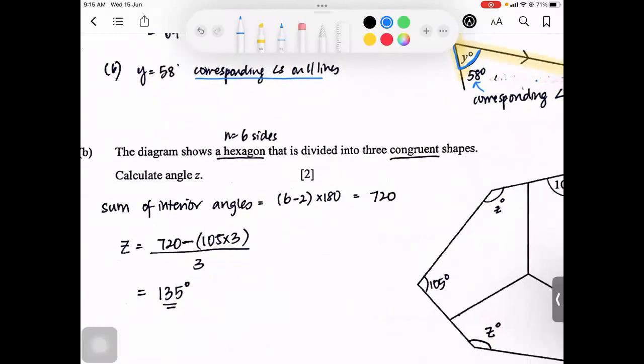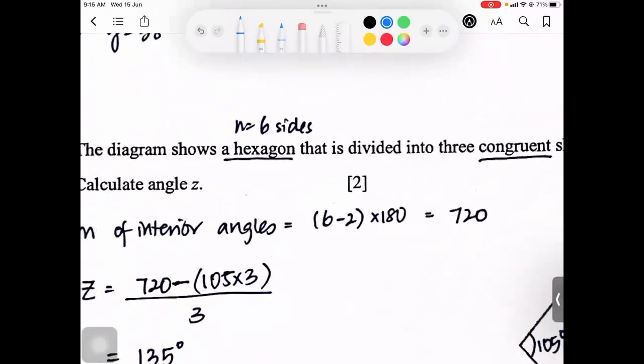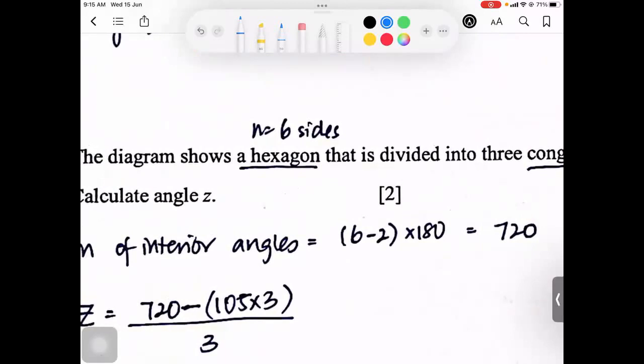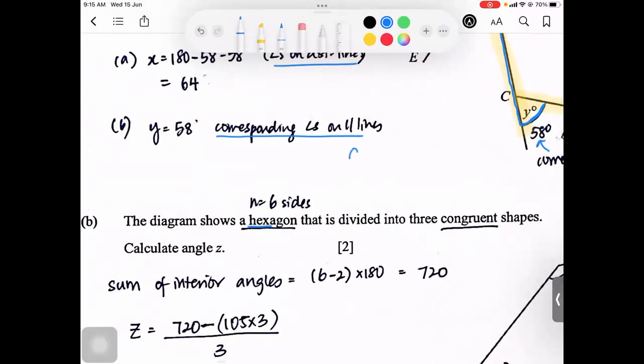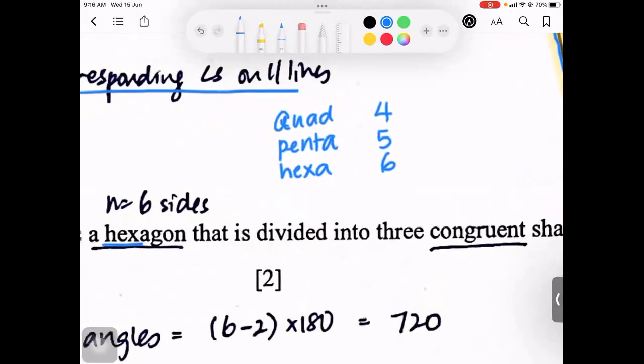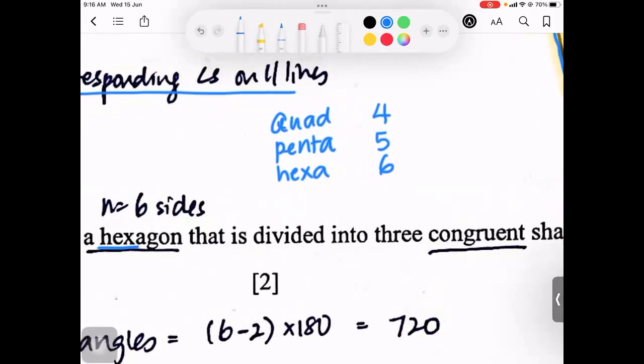Next question. The diagram shows a hexagon. Hexagon is not pentagon. Hexagon is six-sided. Okay, just roughly go through a little bit. Four-sided is a quadrilateral. Right, quadrilateral is four sides. Pentagon, okay, is five sides. Hexagon is six sides. Anyone remember what seven sides? Seven sides is heptagon. Okay, then octagon. Octagon should be easy. Octagon will be eight sides.